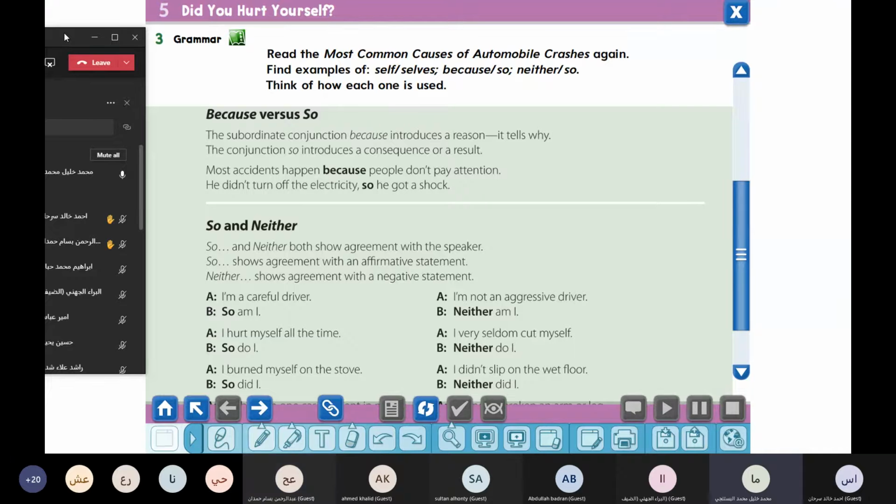I'm a careful driver. Is the sentence affirmative or negative? Affirmative. So if it is affirmative, and you want to agree with the speaker, you will say so. We have to use so, then the verb. So am I. We bring am from up. We have to use the same verb. So am I. Now look at the next one.